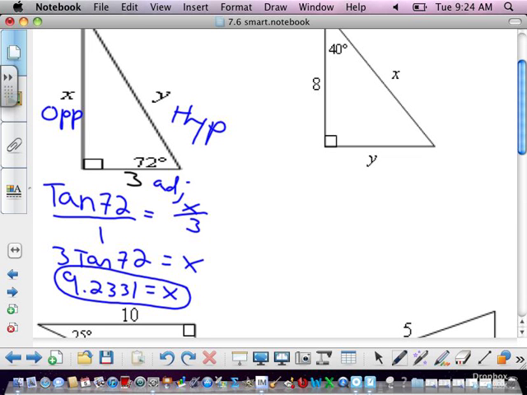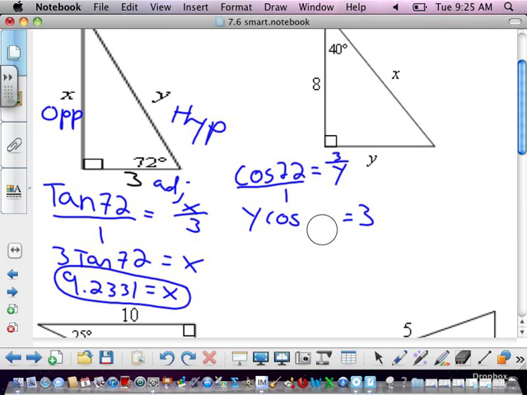Okay, so we found x, so let's find y. So y, we're using adjacent and hypotenuse. Which one uses adjacent and hypotenuse? Cosine. So cosine 72 equals adjacent over hypotenuse. Okay, remember this is over 1. We're going to cross multiply. So we get y cosine 72 equals 3. Miss Murphy can't read her own handwriting. That was sad. Okay, 72.